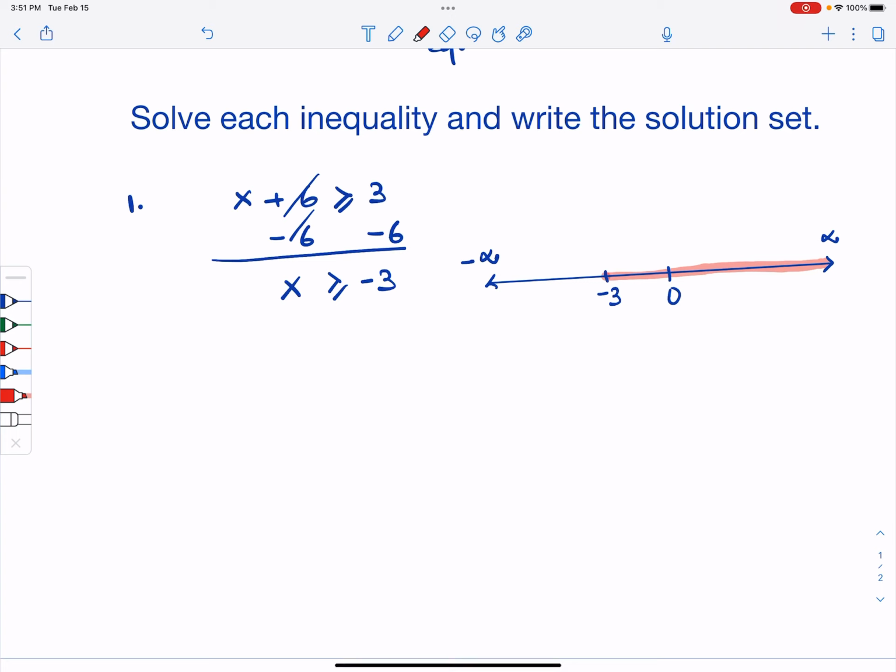Now, the way you represent this is because negative 3 is included, because of the equal to sign, you put a little square bracket on the negative 3.